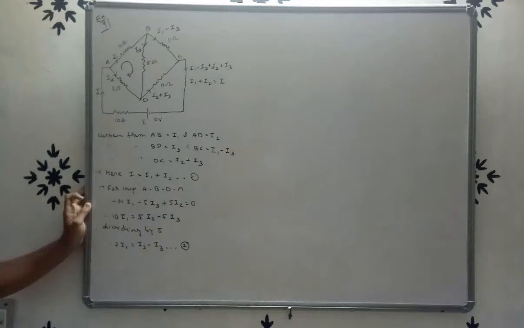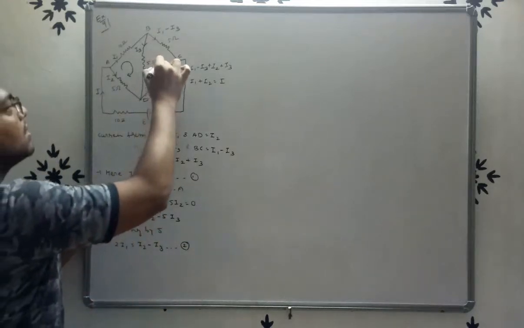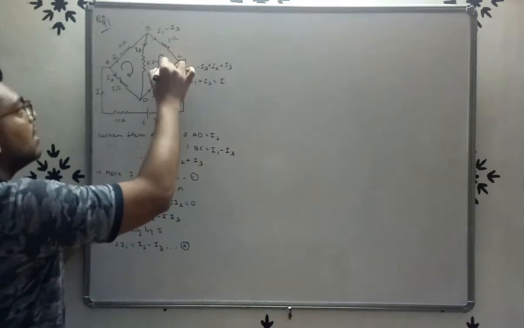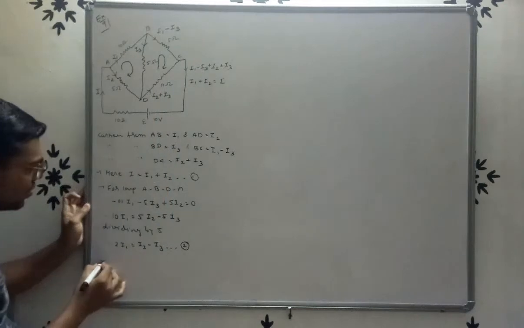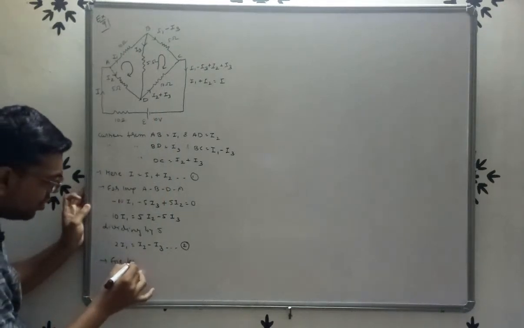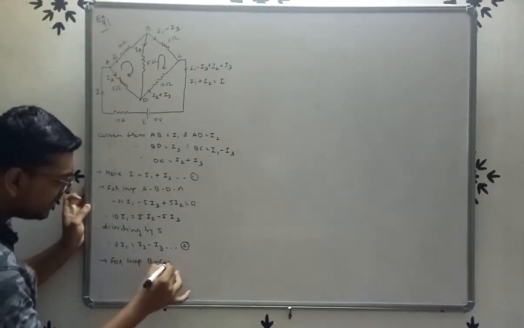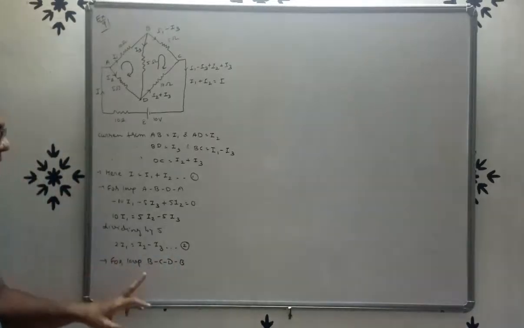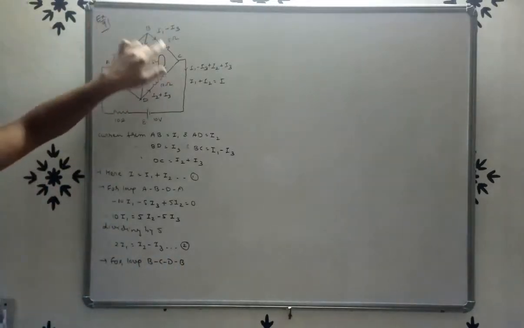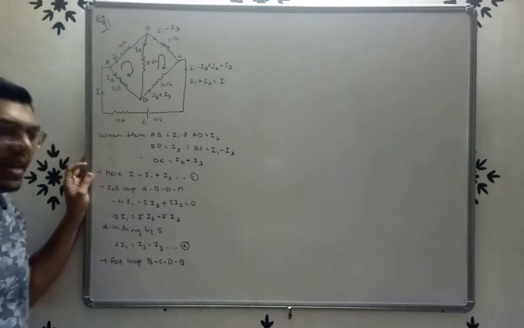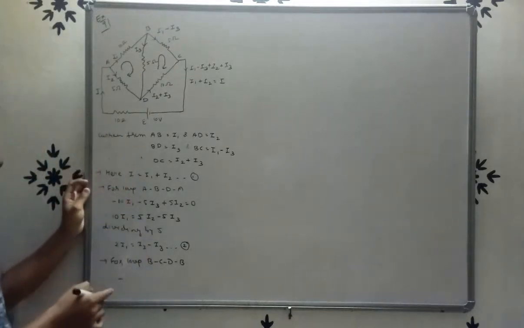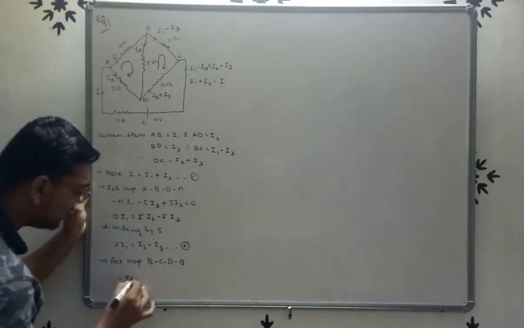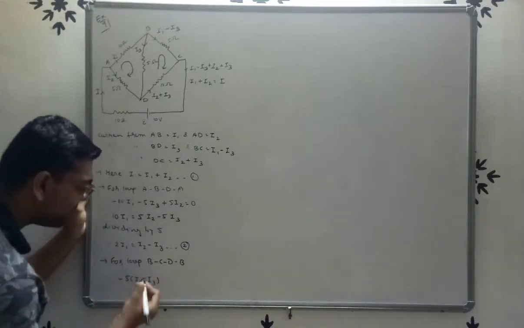Right? Now another loop is like this, right? Clockwise direction, like this. So B, C, D, B. So for loop B, C, D, B. So our path is B to C. Current same direction. So IR will be negative. So minus current I1 minus I3 at resistance 5. So minus 5 into I1 minus I3.